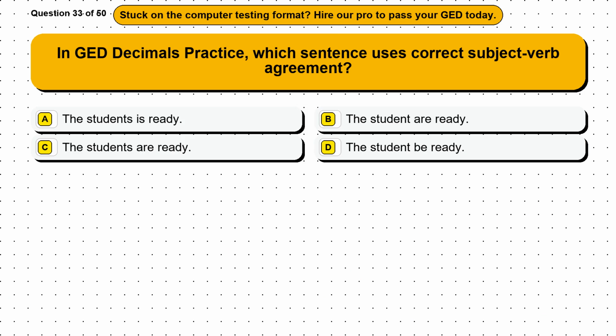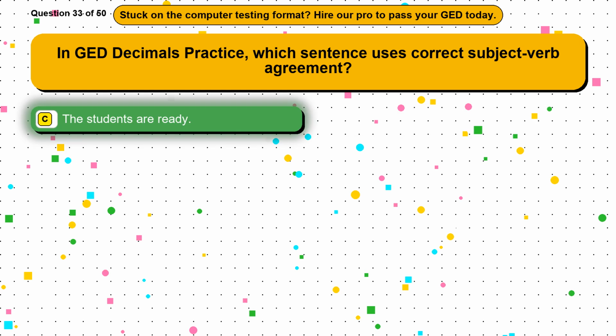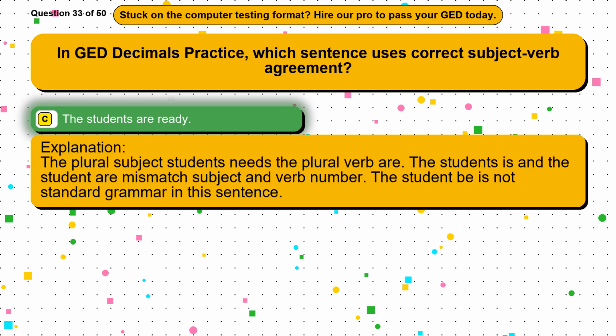Question 33. In GED Decimals Practice, which sentence uses correct subject-verb agreement? Option A. The students is ready. Option B. The student are ready. Option C. The students are ready. Option D. The student be ready. The correct answer is option C. The students are ready. The plural subject students needs the plural verb are. The students is and the student are mismatch subject and verb number. The student be is not standard grammar in this sentence.